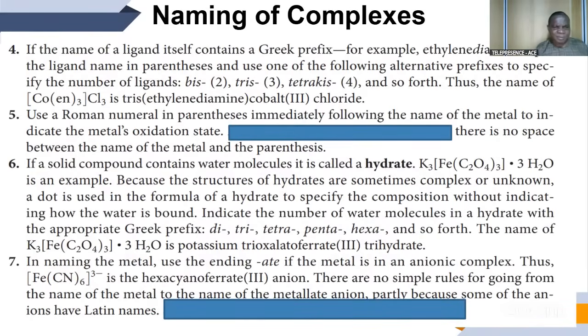Use a Roman numeral in parentheses immediately following the name of the metal to indicate the metal oxidation state. If the metal oxidation state is wrong, nobody will give you that answer. Of course, your question is MCQ, so if you make any error, that's the end of it. You can't get the answer once you make an error. So it is important that you study these things carefully. If it is not clear to you, let us know. We'll provide you with notes with which you can read, apart from the slides. The notes will come before the end of today.